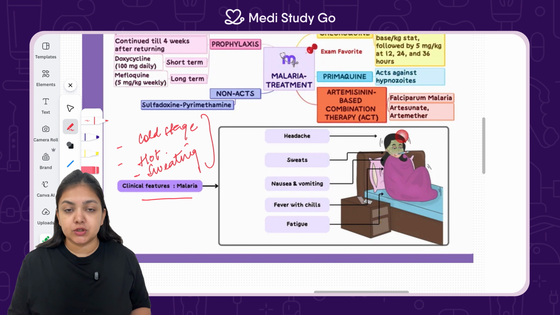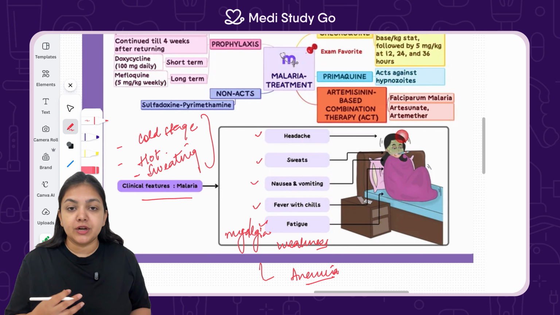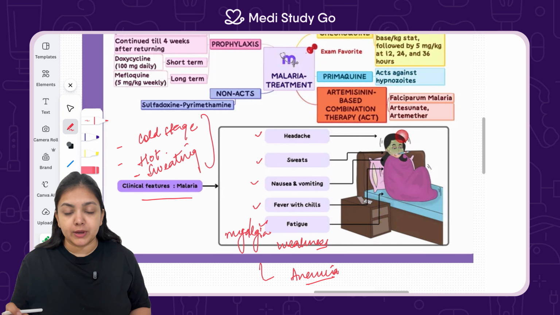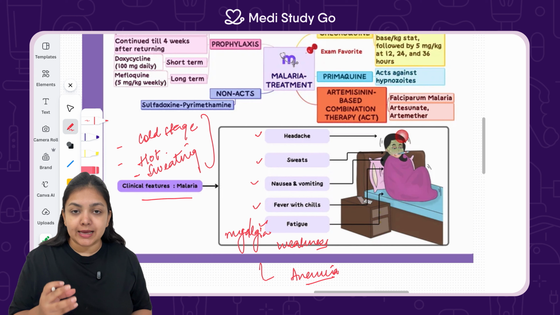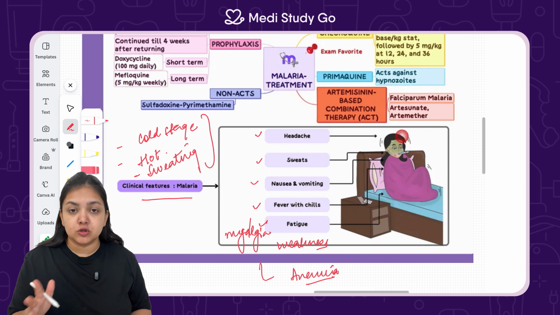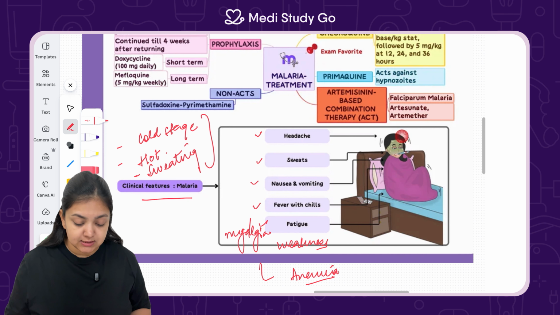sweats, nausea, vomiting, fever with chills, fatigue, myalgia, weakness, and even anemia can be present, because RBC number will be decreased because of their destruction. The RBC structure is fine, so it is going to be normocytic and normochromic, because the content of hemoglobin in the RBC is normal, hence normochromic, and the size and the shape of RBC is fine, therefore normocytic. So it's going to be a normocytic, normochromic type of anemia which can be present because of high amount of destruction of RBCs. So these are the clinical features for the disease of malaria.